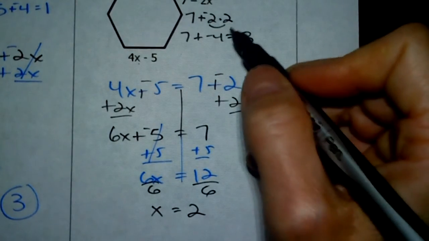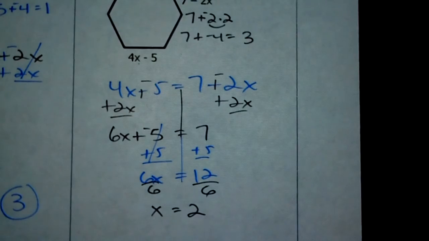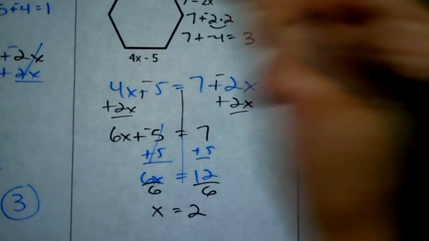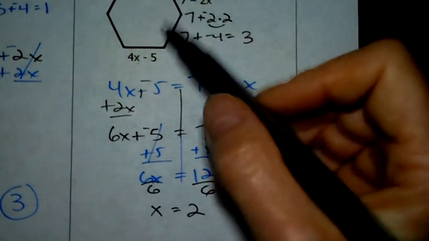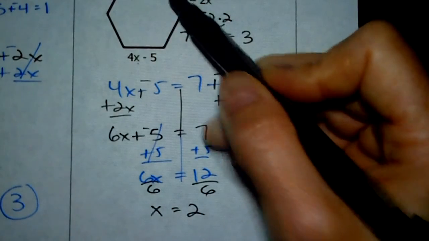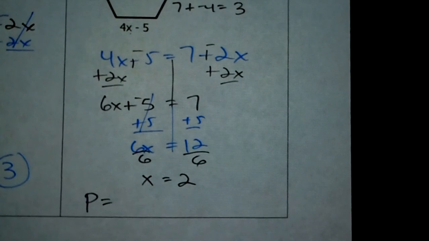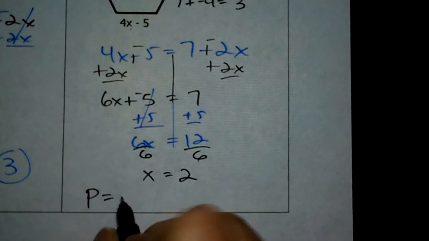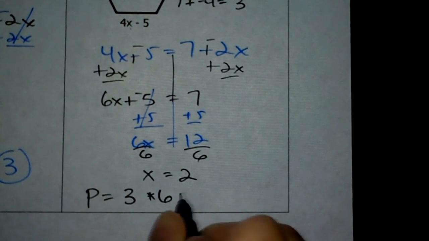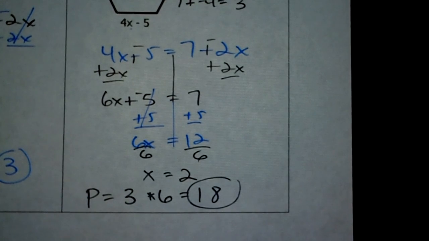Again, order of operations says you need to multiply those first. So that means that this side length here is 3. And if this is a regular polygon, then that means all 6 sides are 3. So to find the perimeter, you can take 3 and add it 6 times, or you can just do 3 times 6. Your final answer for that is 18. All right, you're done.